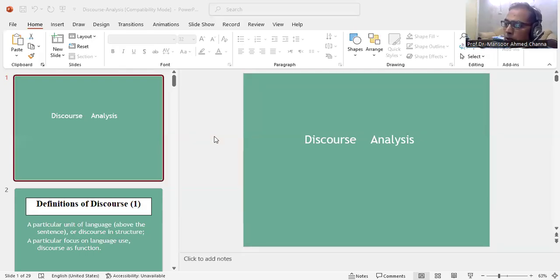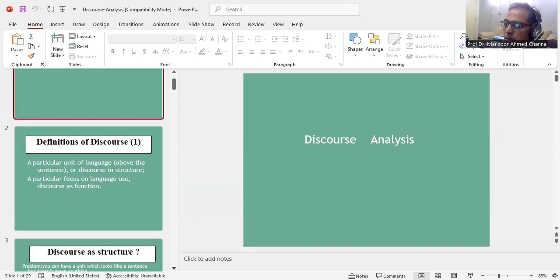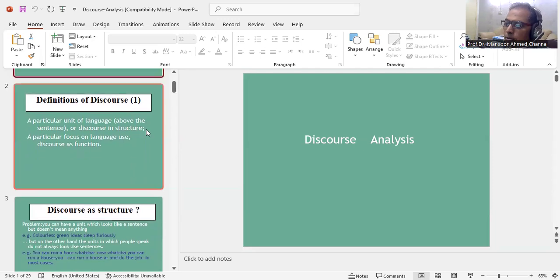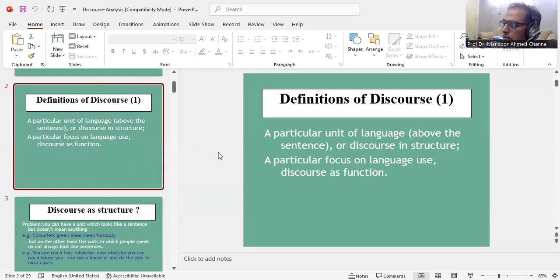Let's start to study discourse analysis. What is discourse analysis? There are multiple definitions of discourse analysis. First, let's see what is discourse. Discourse is a particular unit of language above the sentence. A discourse in structure, and a particular focus on language use is called discourse in function.